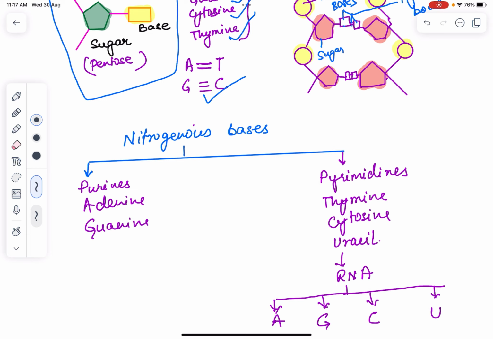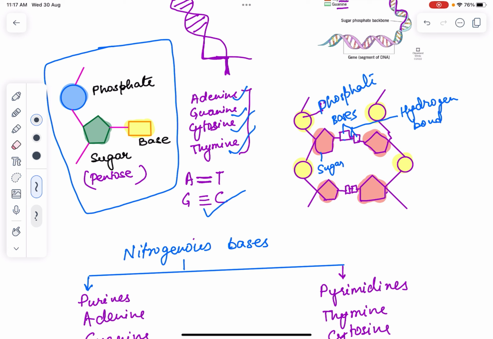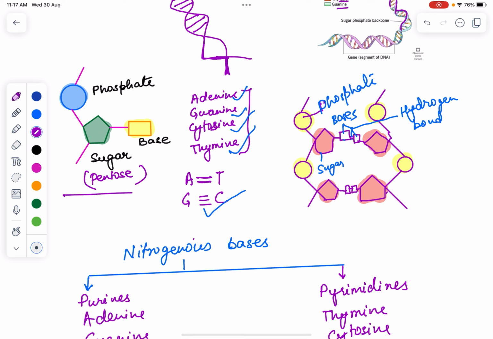So the basic structural and functional unit of our DNA is the nucleotide, and of the chromosome it is the nucleosome. So this is the basic unit of DNA.